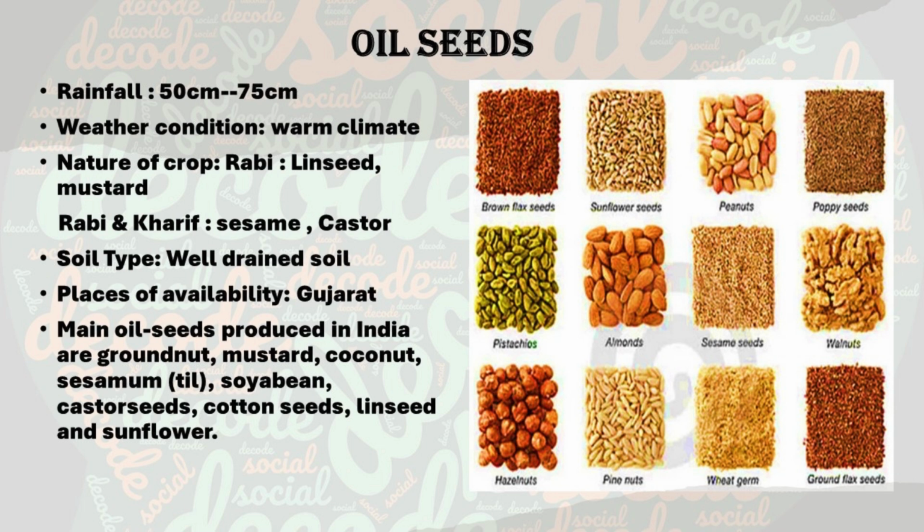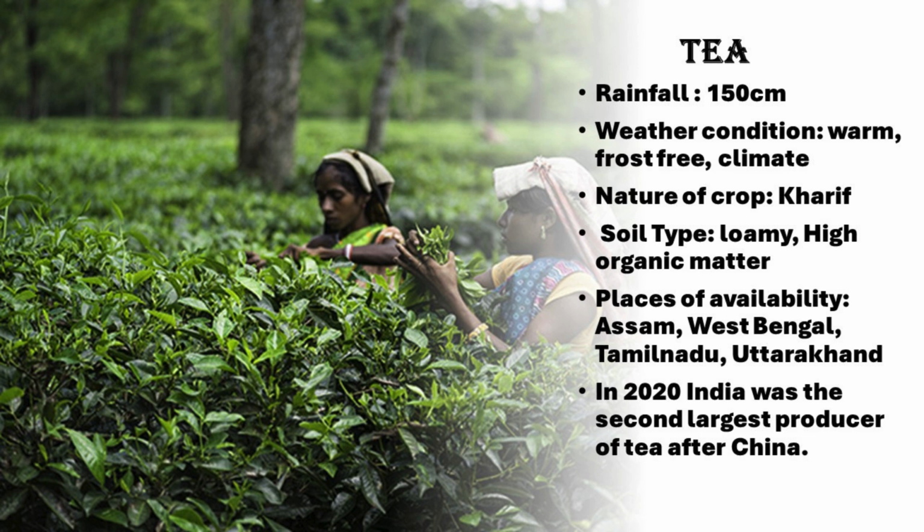The next is the non-food crops such as tea, our beverage crops we can say. It is called beverage crops. Okay, so here the most popular beverage is tea. Maximum everyone likes to drink tea, right? So tea was introduced by the British and has become a major export product for India.